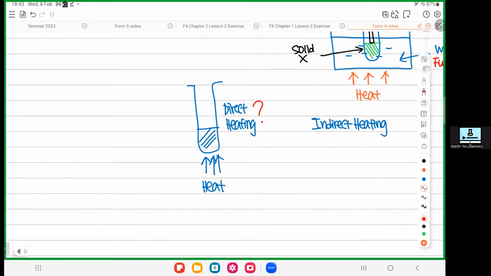Okay, look at the picture here. If you put this whole thing directly under fire, let's say this is the fire, the fire will heat up this part. You see, the fire is here, right? So this part will become more hot compared to other parts. Not good. We want every part to be heated equally. You don't want to heat here only. So if you put a thermometer, this part is very hot. If you put a thermometer here, this part is not very hot. So this is not good.